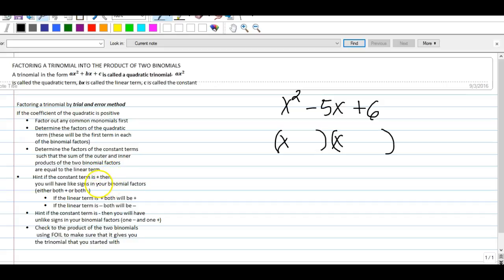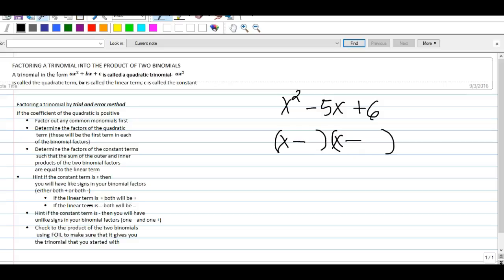And again, I have some hints here. The constant term is preceded by a plus. So that means I'm going to have like signs in my two binomial factors here. So either they're both going to be plus, plus, or both going to be minus, minus. Now, my linear term here is preceded by a minus sign. So if the constant term is preceded by a plus sign and the linear term is preceded by a minus sign, I'm going to have like signs, but they're both going to be minus.